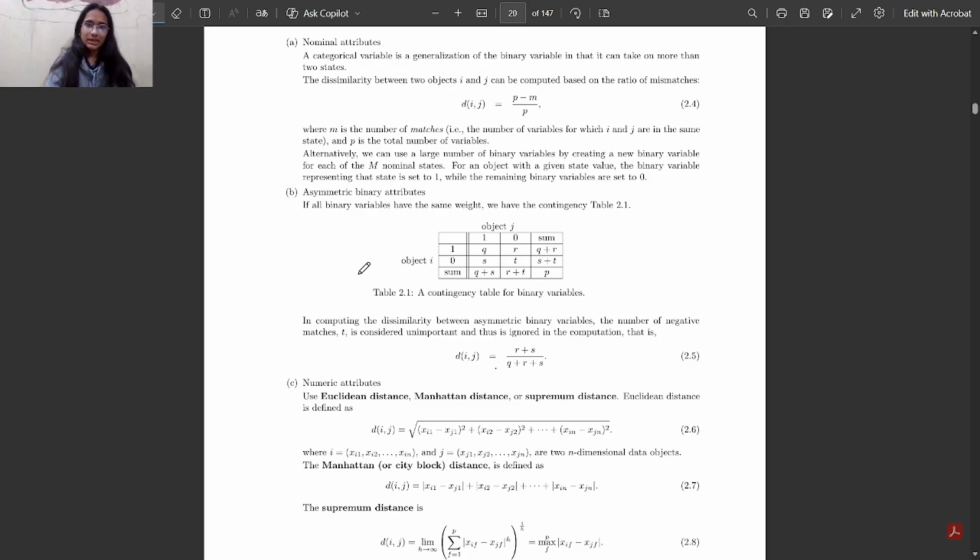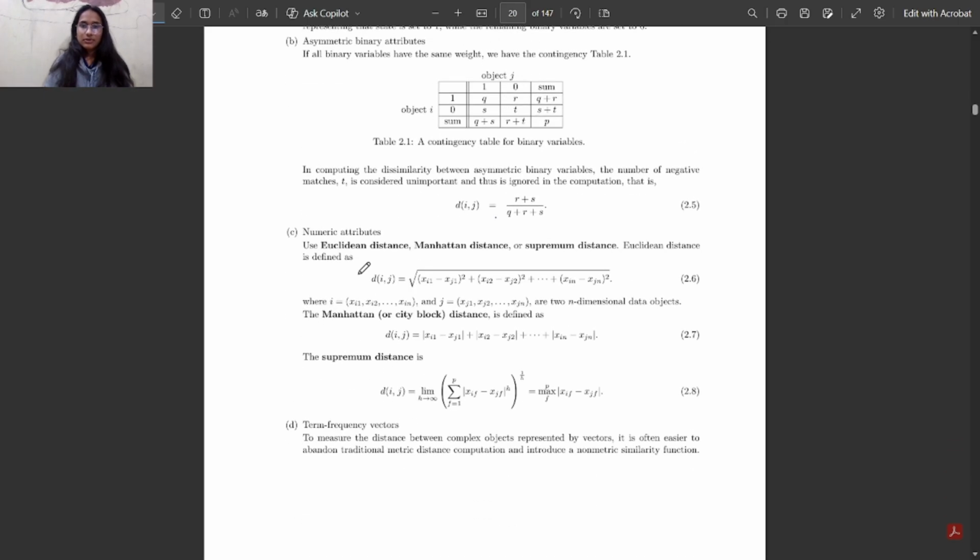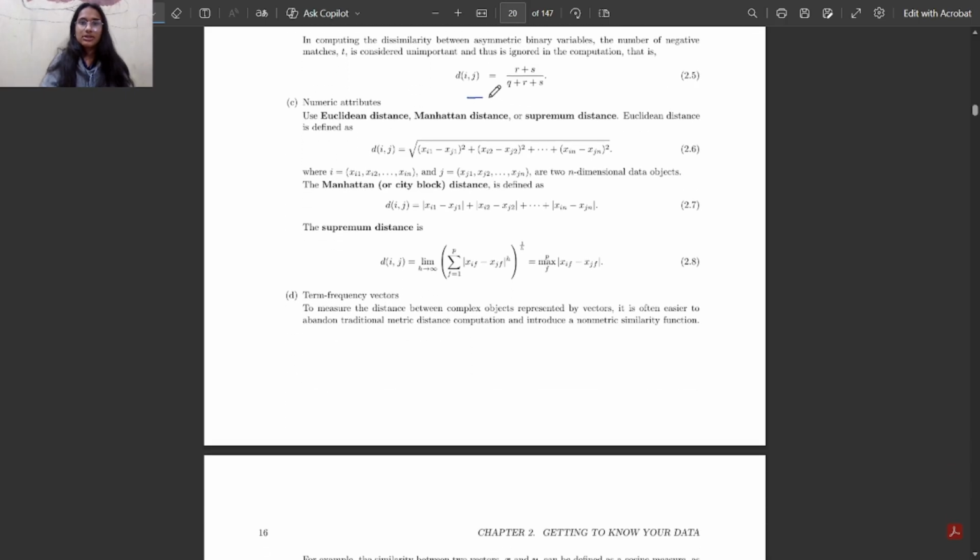Next is asymmetric binary attribute. Binary attributes are 0 and 1 values, but in asymmetric binary, the 1 value carries more importance than 0. So in this case, negative matches are ignored and only positive occurrences matter. So this formula is used, d(i,j) = (r + s) / (q + r + s). This treats presence more seriously than absence.